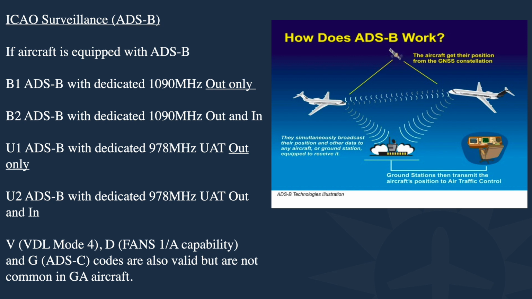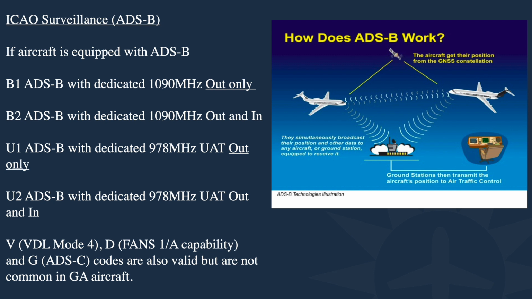There are a couple other variations of the ADSB or same type of capability out there. One is the Victor for the VDL mode. The next one is for the Delta, future air navigation. And then you have Golf for the ADS-C. They're out there, but it's not real common in GA aircraft. So if you do think you have that, just check your documentation to ensure that you really do.